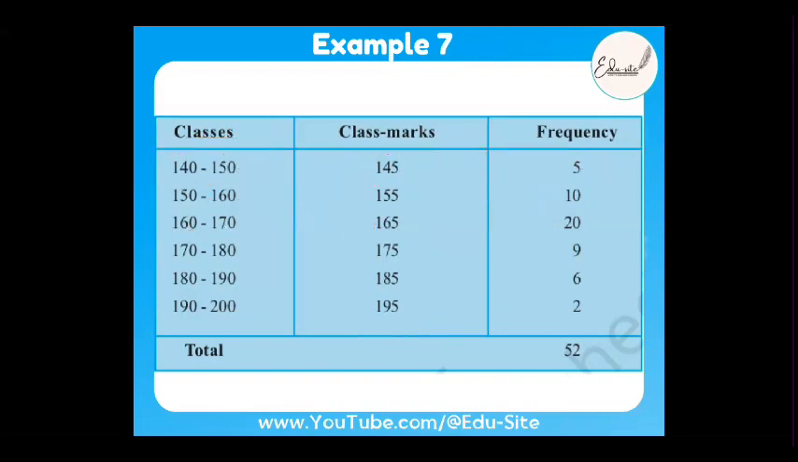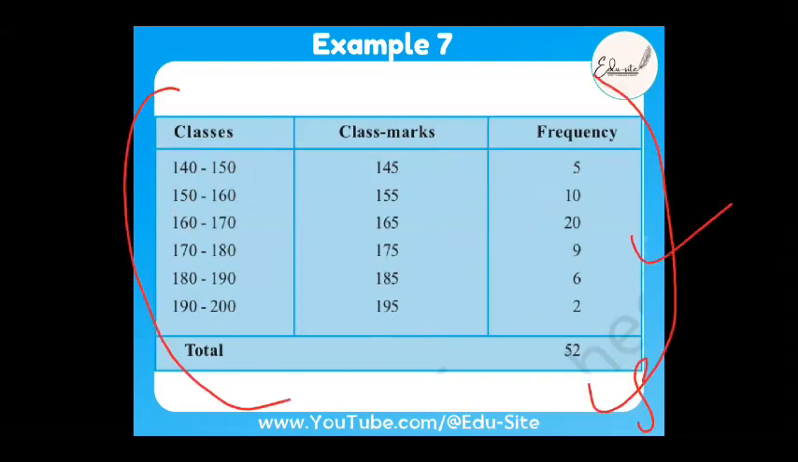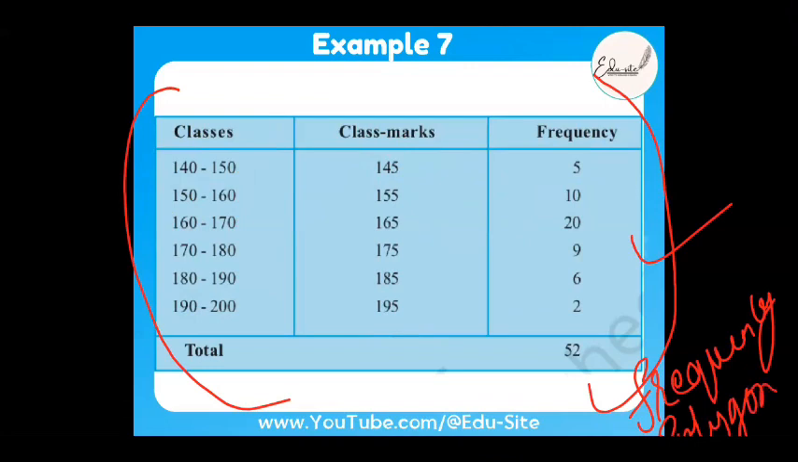So this is the extra table that we have created. After this, we are going to directly form a frequency polygon without creating a histogram. How will we directly form a frequency polygon without creating a histogram? This is the way.